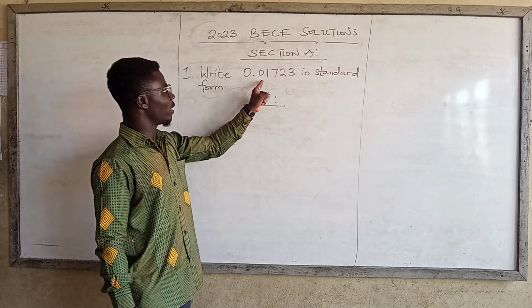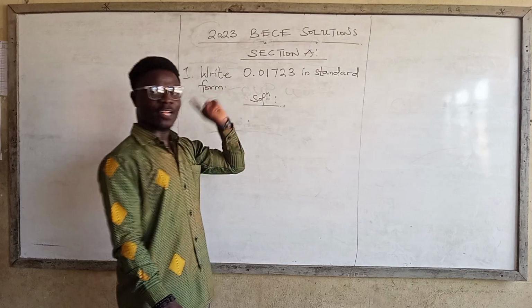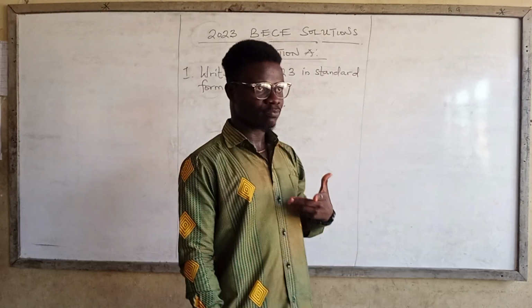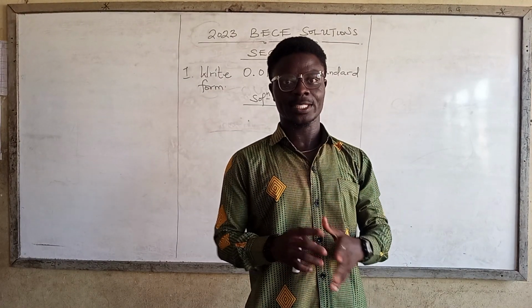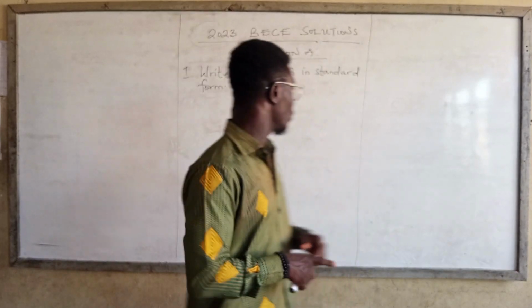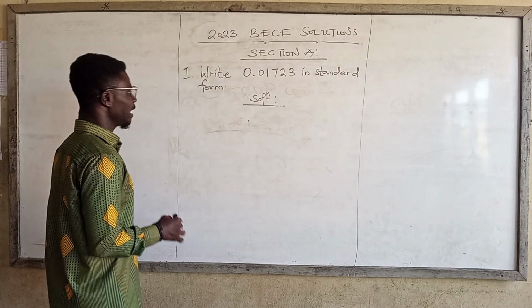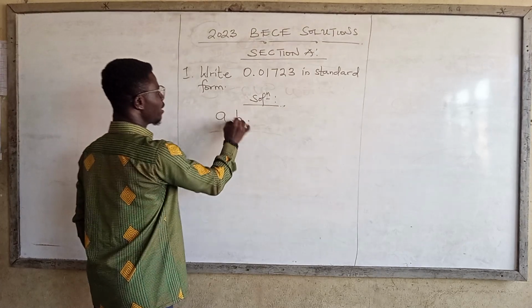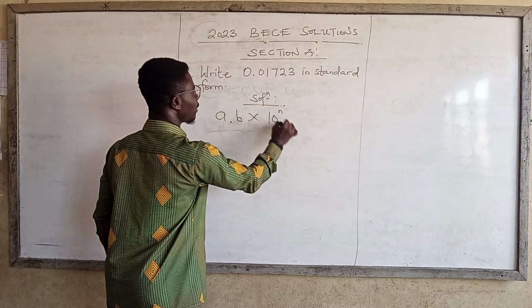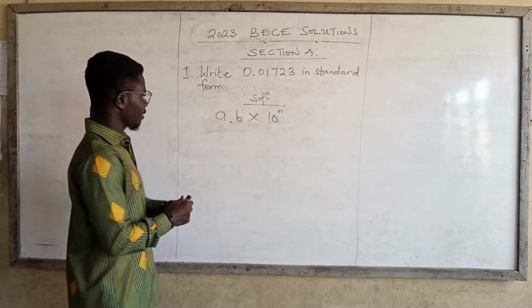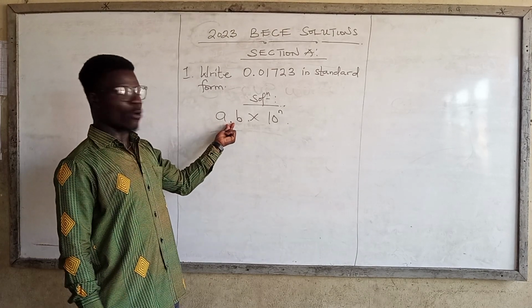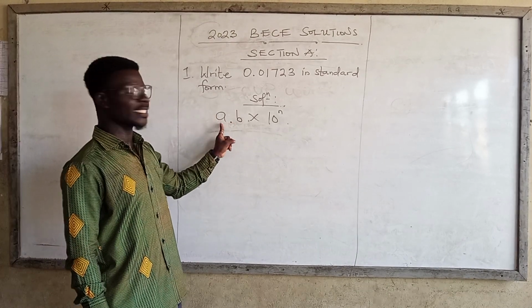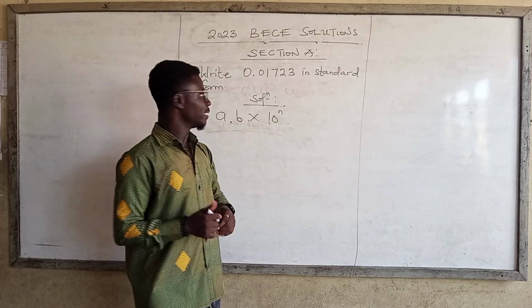Question 1. Write 0.01723 in standard form. Another name for standard form is scientific notation. The standard form must be in the form a times 10 exponent n, where the decimal point must be between the first and second non-zero numbers.